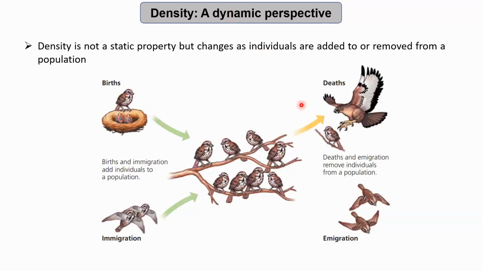Some of these factors are mentioned in this figure. We can say that these factors are birth, immigration, death, and emigration. So birth and immigration add to the population, while death and emigration remove individuals from the population. We will study these factors one by one.